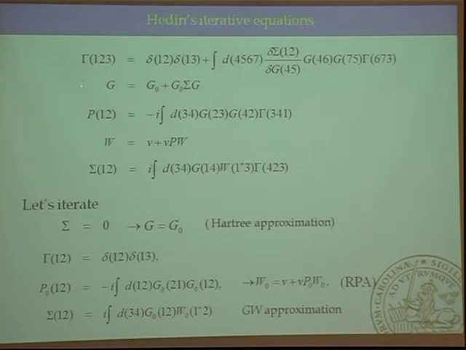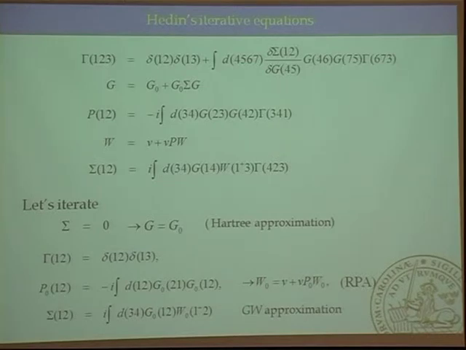So there is an equation for the vertex. This is just the Dyson equation. And we have the self-energy that we derived before. And we have a similar expression for the polarization. So we have a GG times the vertex function. So in the random phase approximation, we set the vertex function to 1. So then we get the product of two Green's functions.